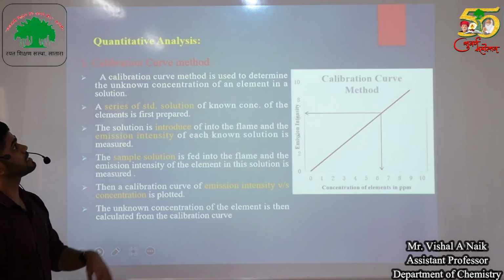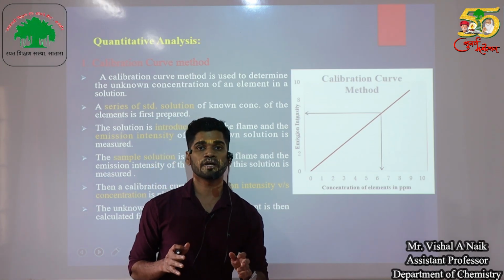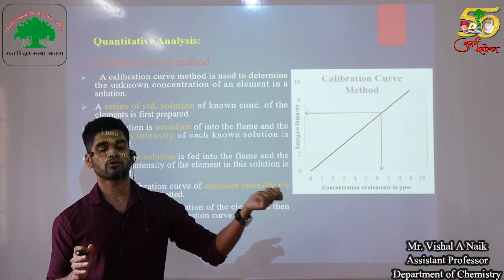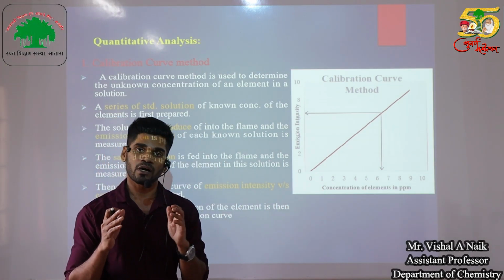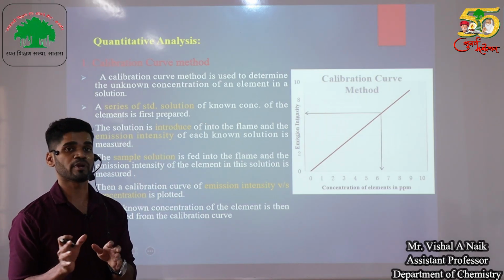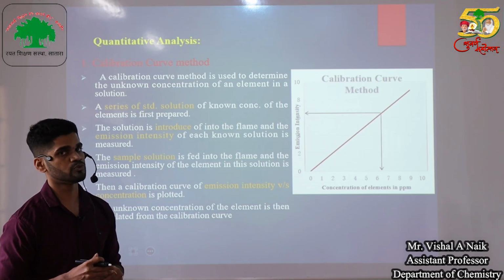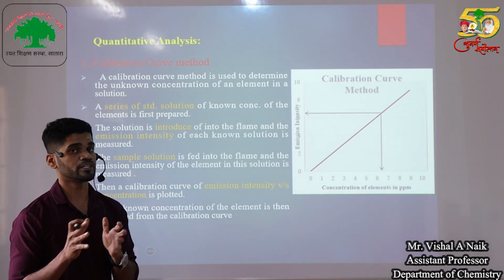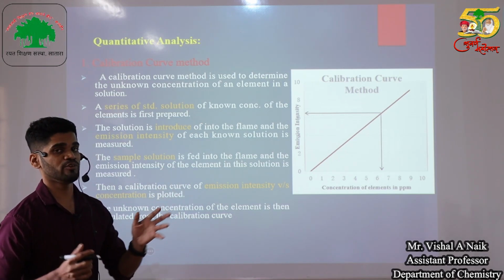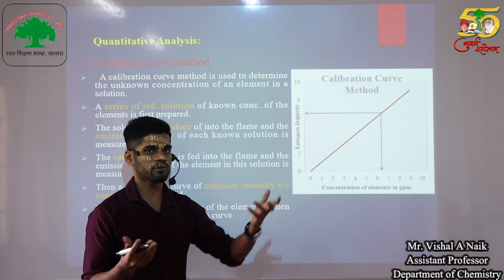Then the next application is quantitative analysis. Particularly, this instrument gives not just quality, we also determine the quantity of the sample, or the metal ion present in the sample. There are three different methods which we use to determine the quantity of the sample. First is the calibration curve method. This is in a graph. So what is the calibration curve method?